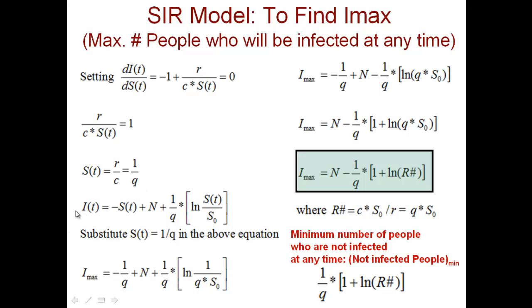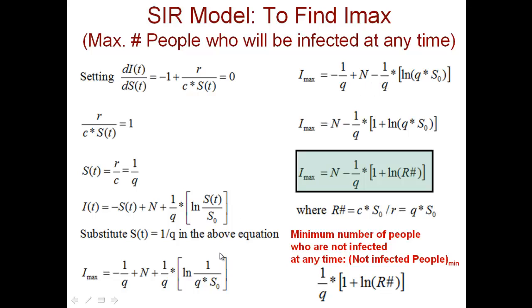So we have this general equation relating I(t) and S(t). Now substitute S(t) equals 1 over Q in this equation. What we will have then is Imax is minus 1 over Q plus N plus 1 over Q times log of (1 over Q times S(0)). Now try to simplify this equation.